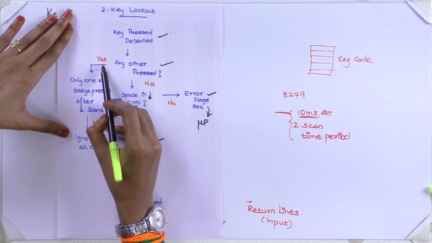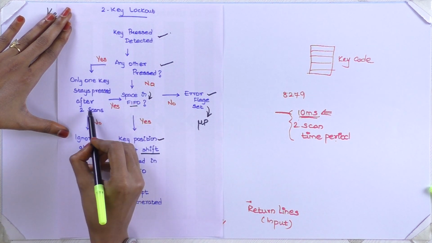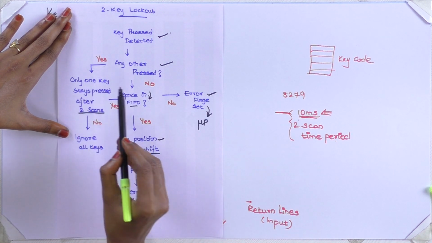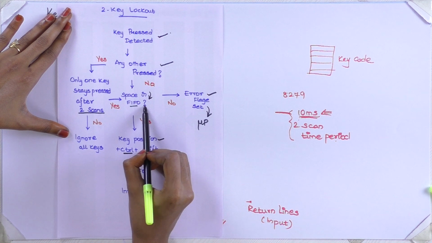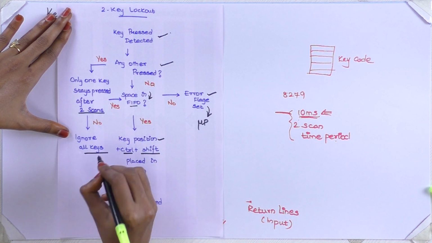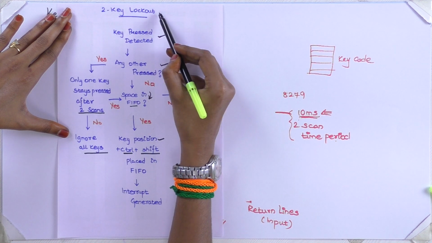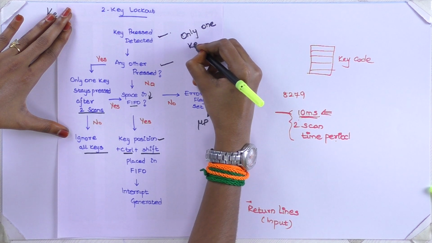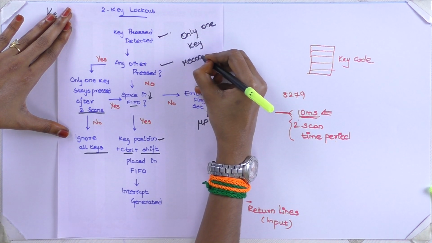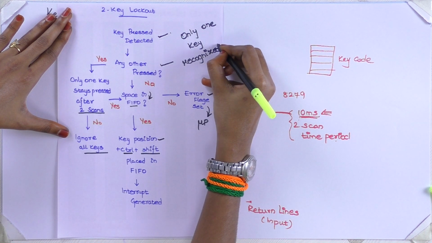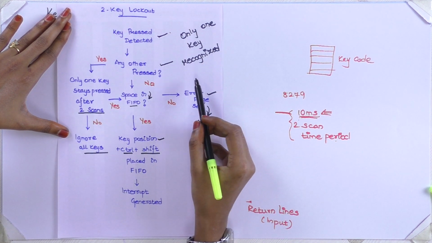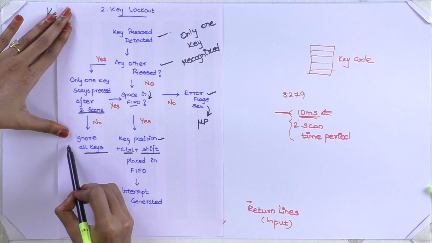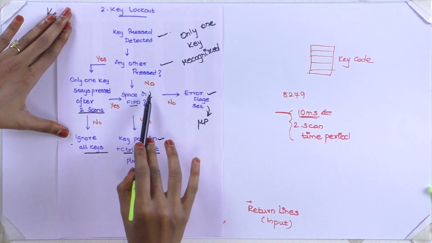If another key is also pressed at the same time, it will check for 2 scan periods. If only one key is pressed, it will be sent to the FIFO RAM, or else the other key will be ignored. That's why it's called 2 key lockout. Only one key will be recognized. So it will check whether only one key is pressed or not. If more than one key is pressed, that key will be ignored, and another key will be stored in the RAM.